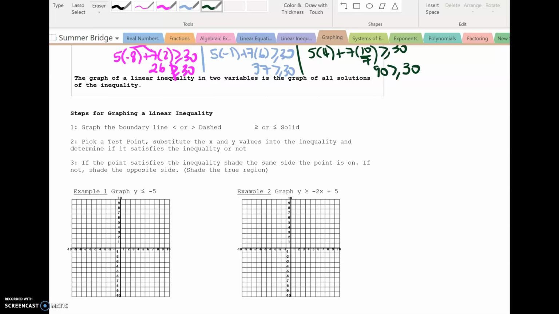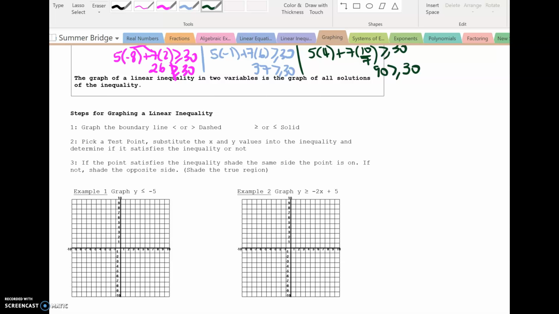The next step is to pick a test point. Basically, we're picking an ordered pair, plugging it into x, y, and seeing whether that is a true inequality statement or a false inequality statement. If the point satisfies the inequality, meaning it's a true statement, then we shade towards that point. If it is a false statement, then you shade in the opposite direction of that point.